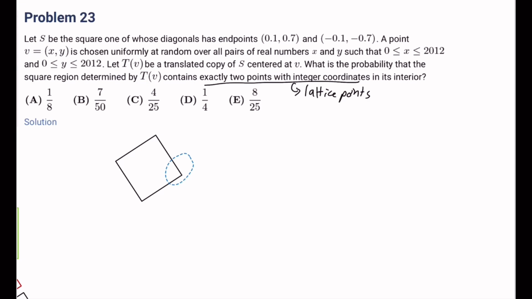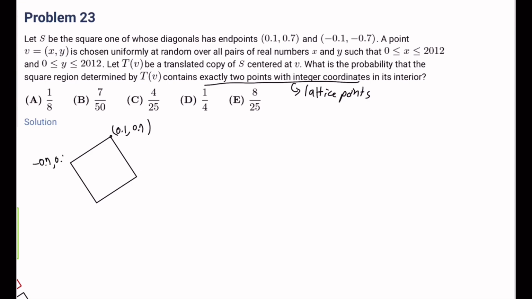So first of all, let's look at this square. This point is (0.1, 0.7), and this is (-0.7, 0.1). That means if we have lengths like that and that, this length is going to be 0.1 to -0.7, so that's 0.8. And this length is going to be 0.1 to 0.7, which is 0.6. So that gives us that this is a 3-4-5 triangle.